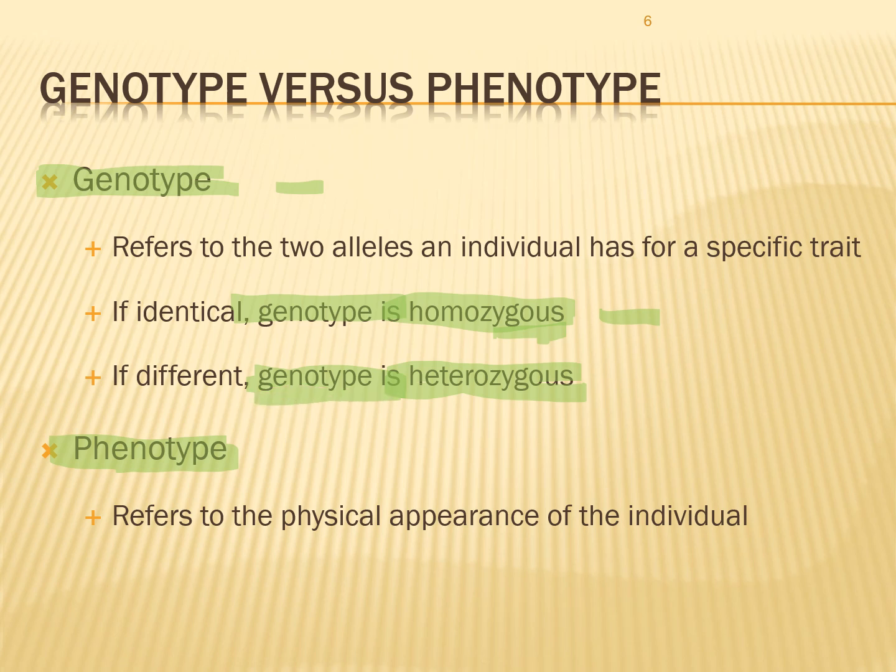Phenotype is the appearance of that trait. So it could be like brown hair, blue eyes, green eyes, brown eyes. So that's the phenotype associated with a particular genotype. And we'll be talking about those.